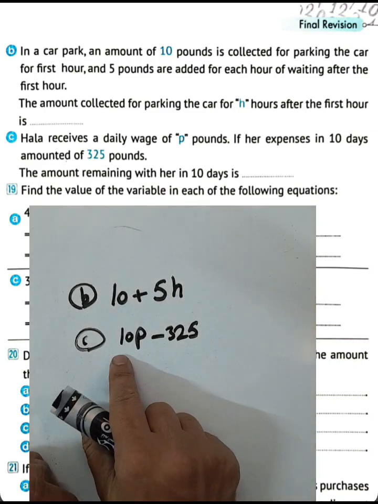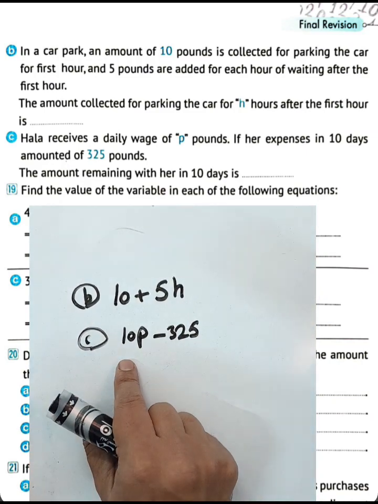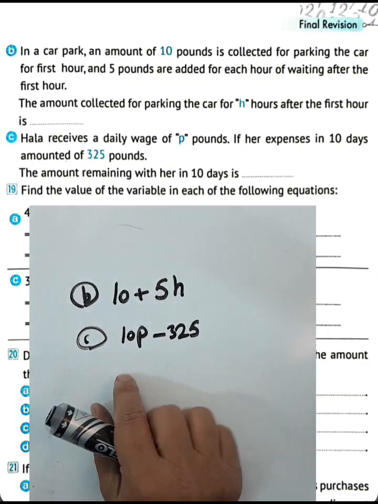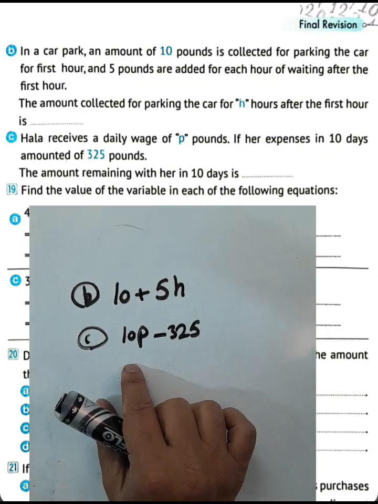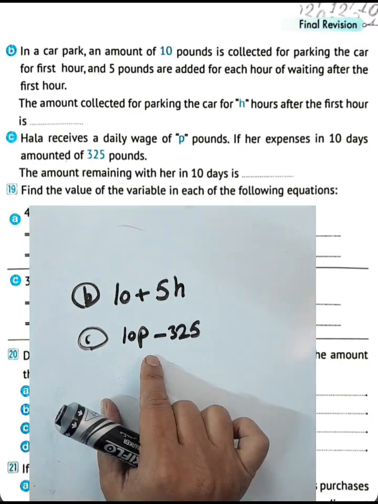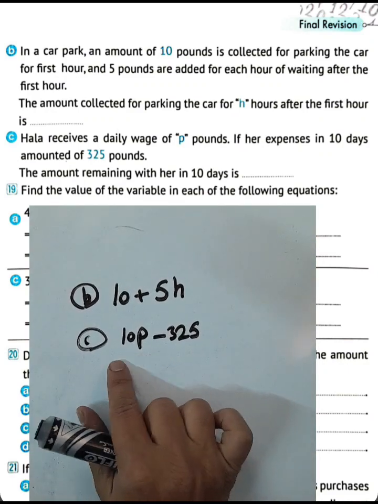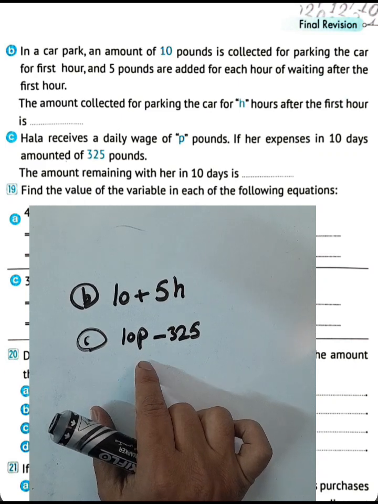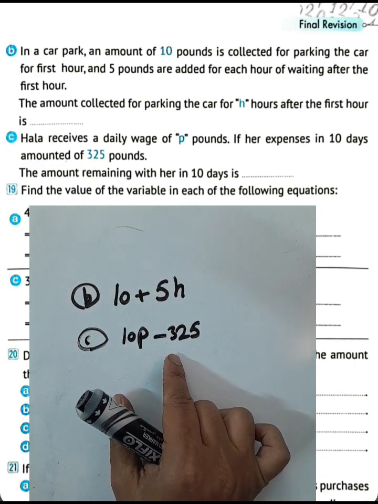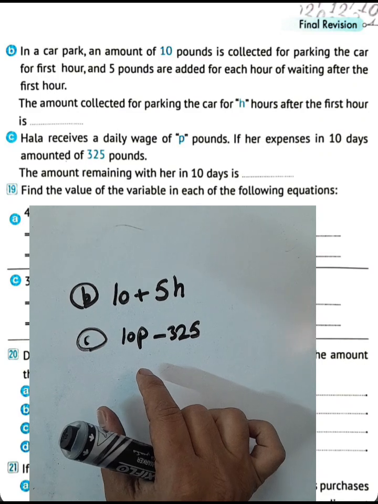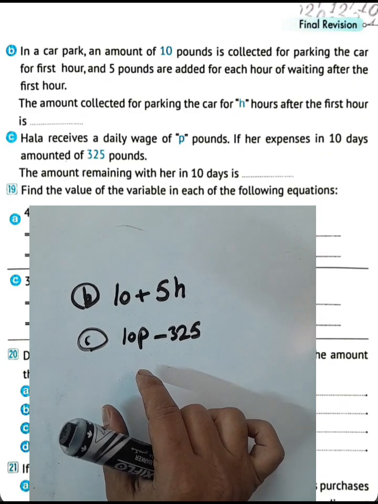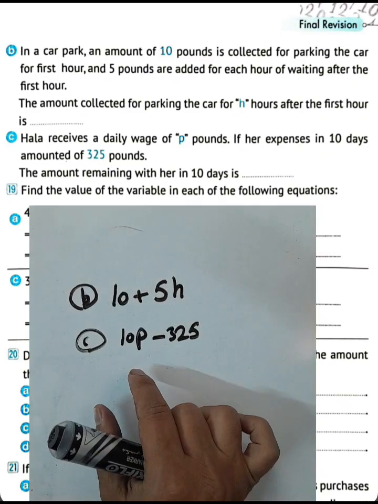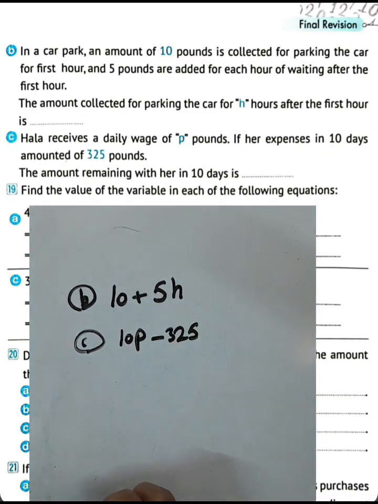It's a total of 10b. She will receive a daily wage of b pounds for 10 days. So the total will be 10b. You want to find the remainder with her after the amount of 325. Okay, the remainder with her in 10 days will be 10b subtract 325.